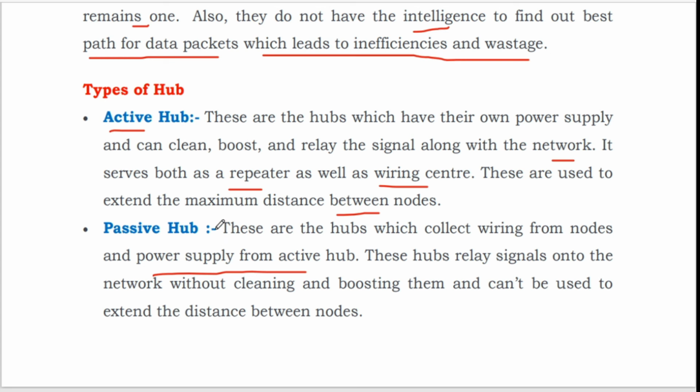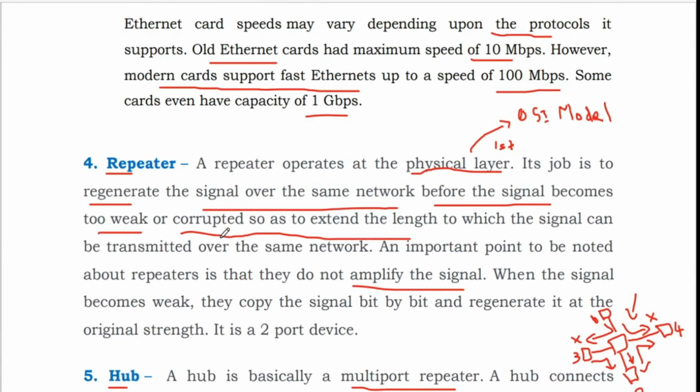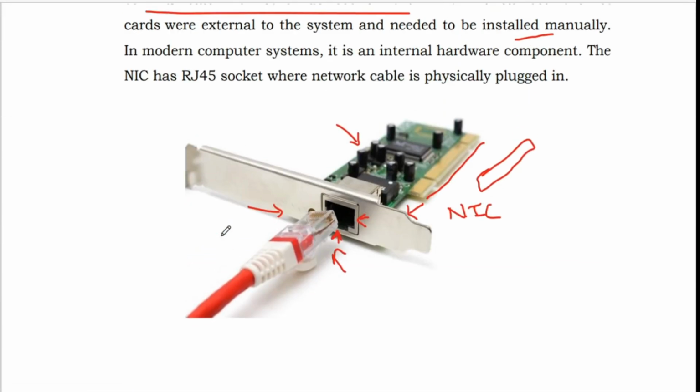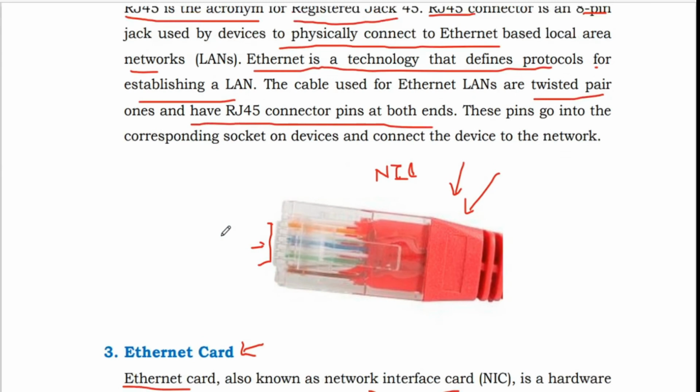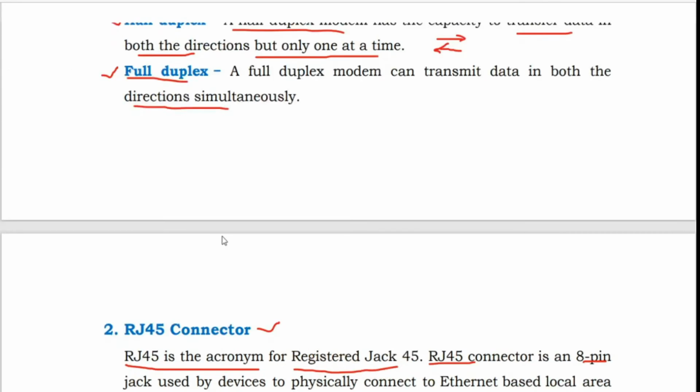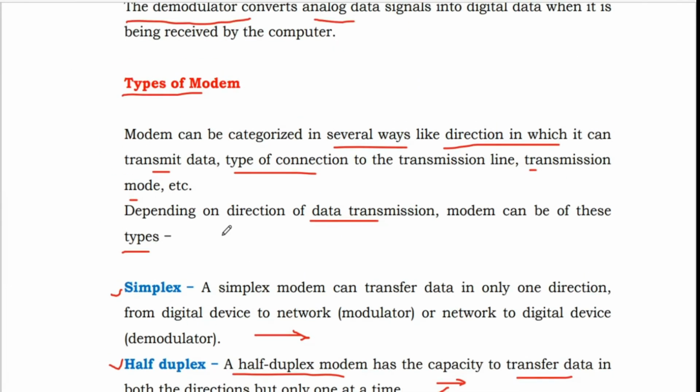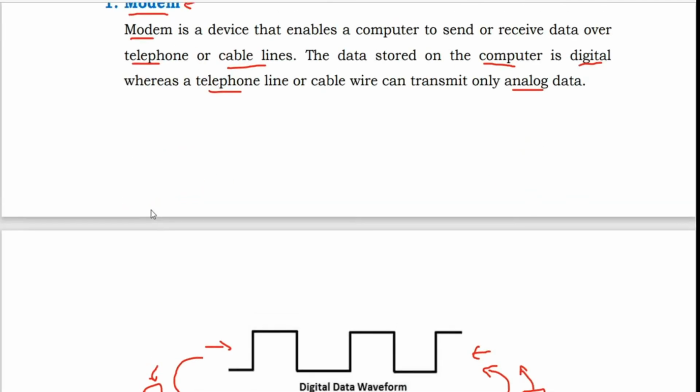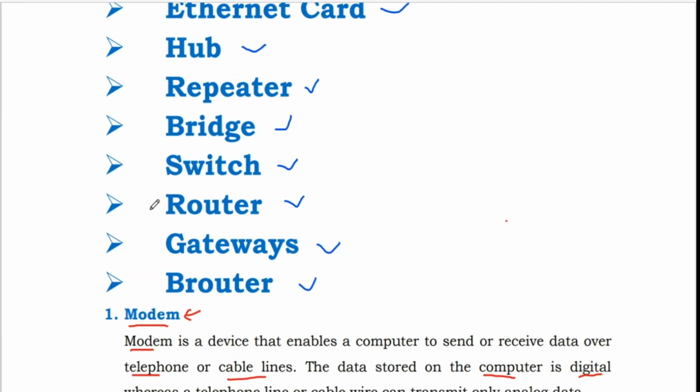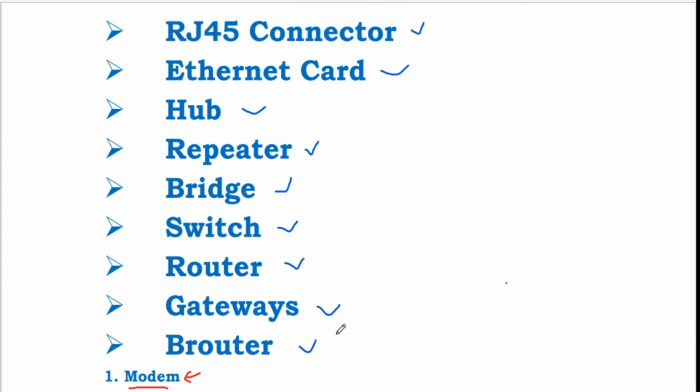So this is all about today's class, students. In today's class we discussed hubs, repeaters, your Ethernet card, and your RJ45 connector along with the modem and types of modems. In the next class we will be discussing bridges, switches, routers, gateway and B router. So this is all about today's class.